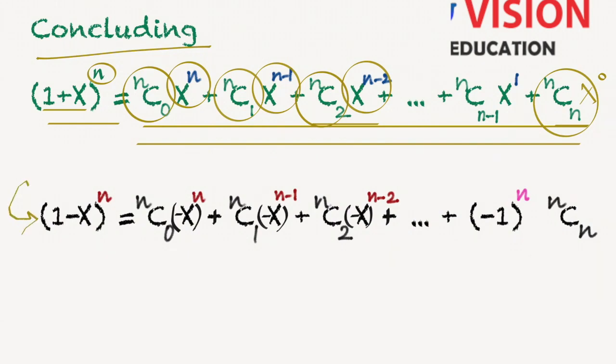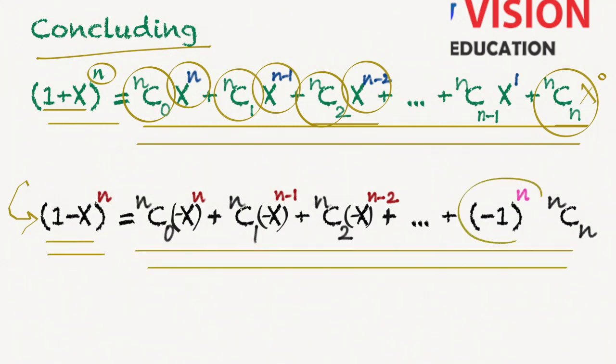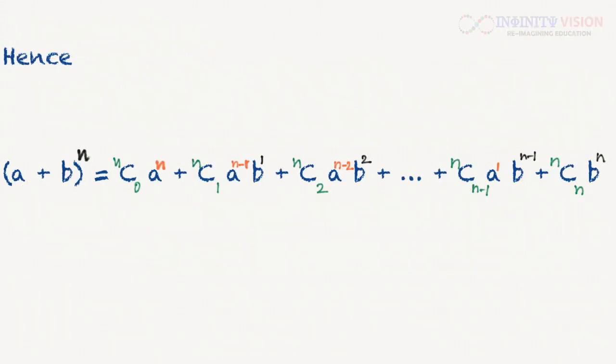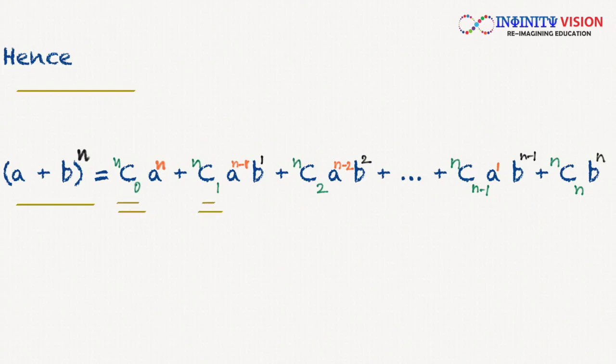And for 1 minus x to the power n, you just have to replace x with minus x, no change in the expression. In the end, you can write minus 1 to the power n ncn. And hence a plus b to the power n, again it will begin with nc0, then nc1, then nc2, up to ncn minus 1, ncn. So total n plus 1 terms. The a will start with a to the power n, then it will subsequently decrease with a to the power n minus 1, then a to the power n minus 2 till it becomes a to the power 0, that is 1. And b will begin with b to the power 0, and then it goes to b to the power 1, then b to the power 2, and it will become b to the power n.